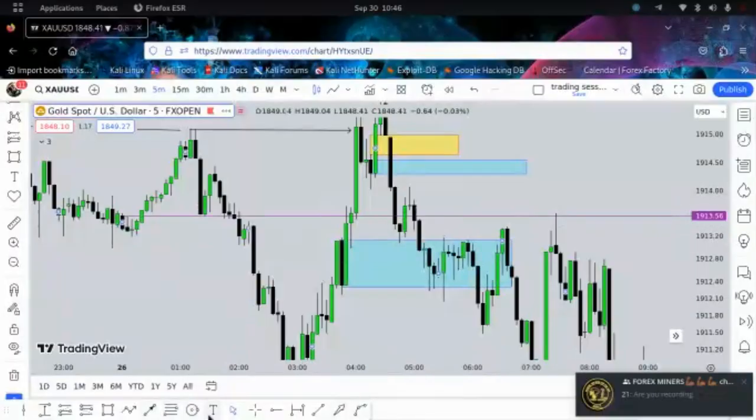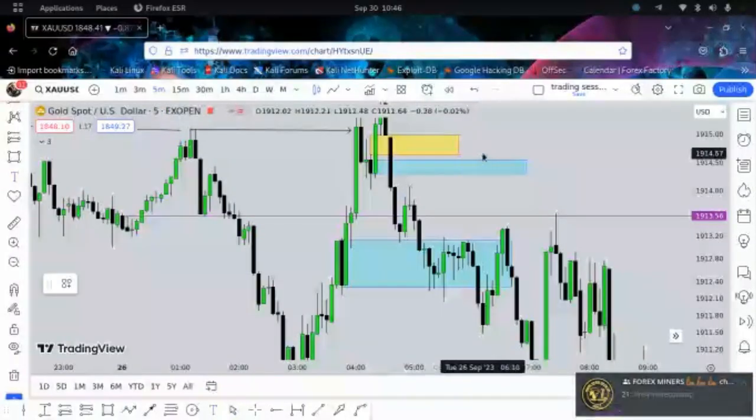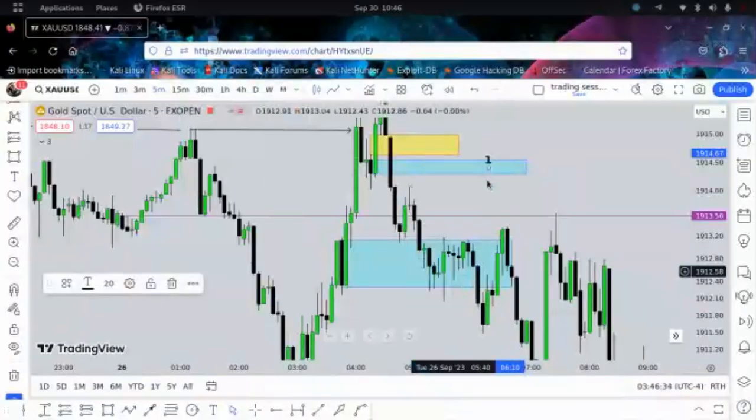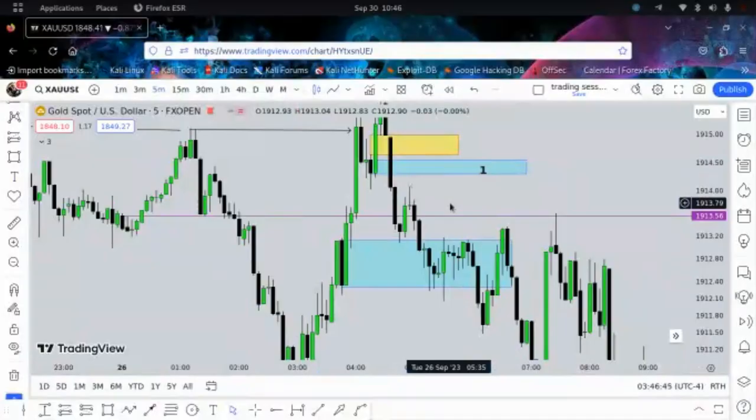Remember, let us label. This was our first entry and we missed it. Entry 1. You've missed entry 1, but you're doing it like a pro. You're not going to chase price. So this is what you expected. Price came, you expected it to come here, but it didn't reach. Then when it dropped, it formed another entry. You can see this bearish order block.